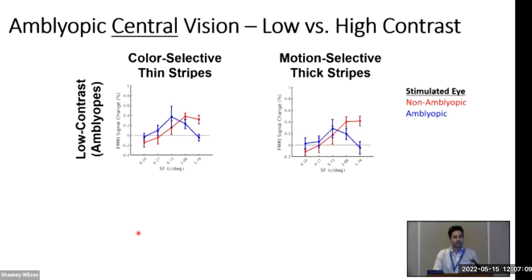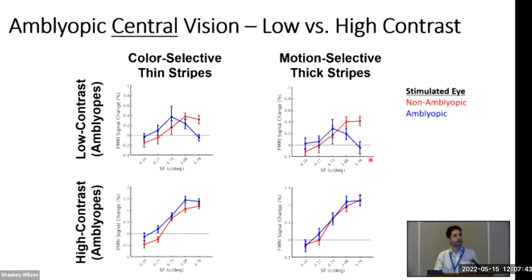So I think you can easily see here that when we showed low contrast stimuli in the color selective and motion selective stripes, the response to the non-amblyopic eye relative to the amblyopic eye showed a preference for higher spatial frequencies here relative to here, and also the same in motion selective areas. And as I said, this effect is more apparent when we show low contrast stimuli rather than high contrast stimuli. When we show high contrast stimuli, the effect is completely gone, and you see more or less the same response to stimulation of the amblyopic eye as the non-amblyopic eye.